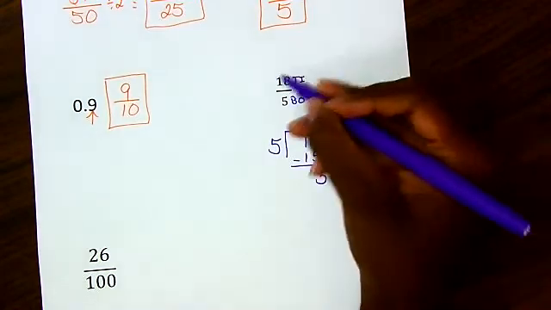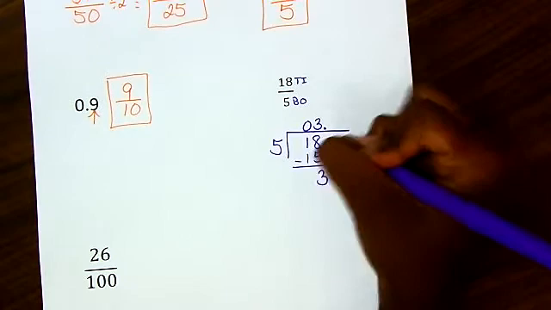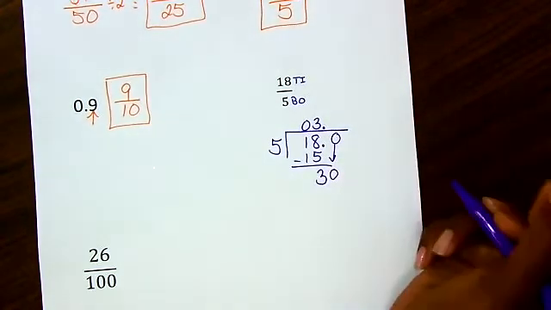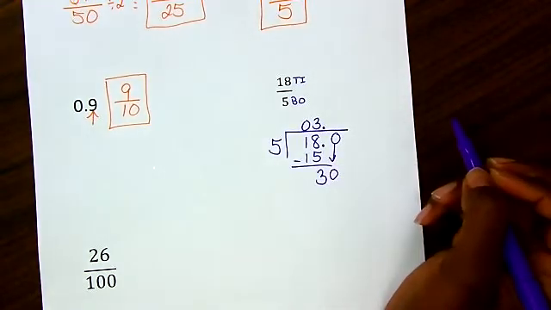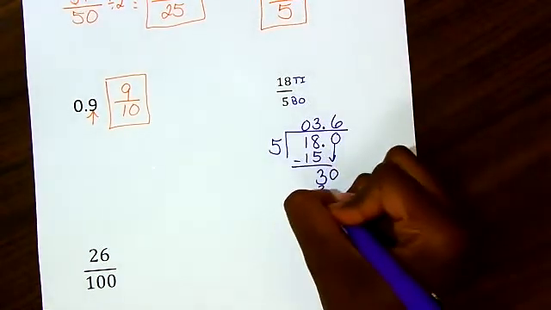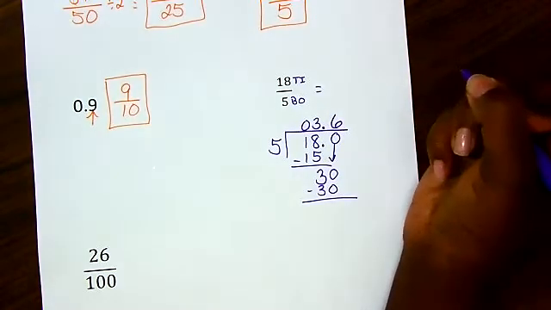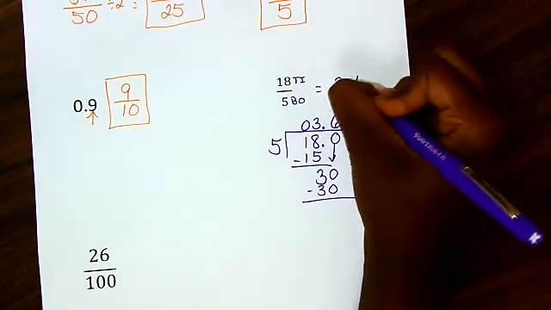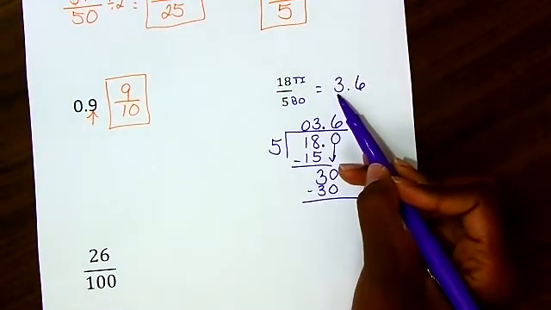Now remember, I'm looking for a decimal. I shouldn't have anything left over. So I'm going to add a decimal and a 0, so I can continue to divide. How many times will 5 go into 30? 6 times with nothing left over. So 18/5 as a decimal is 3.6.